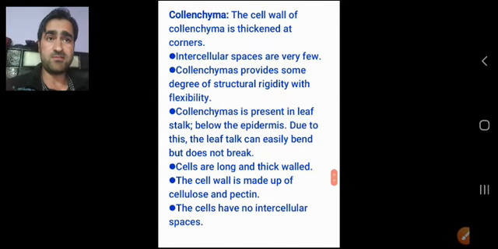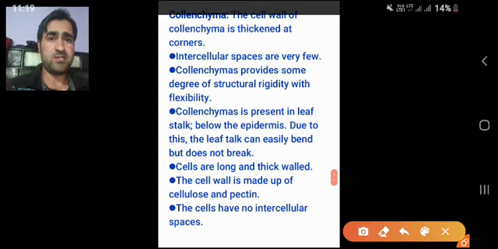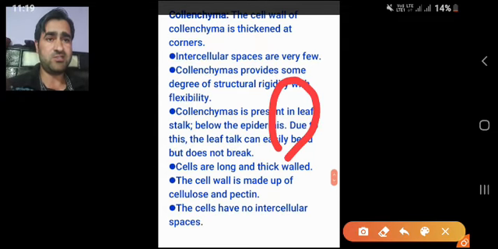So again, collenchyma cells are thickened at corners. Intercellular spaces are very few as compared to parenchyma cells. Collenchyma cells provide flexibility. That is why you will see most of the plant bodies resist or withstand heavy winds or storms. Also collenchyma cells are present at the stalks of leaves or flowers.